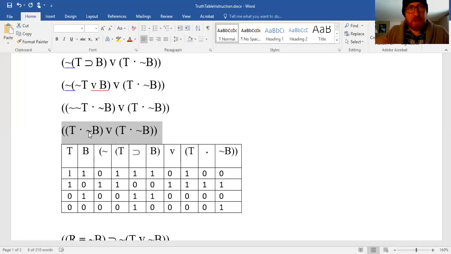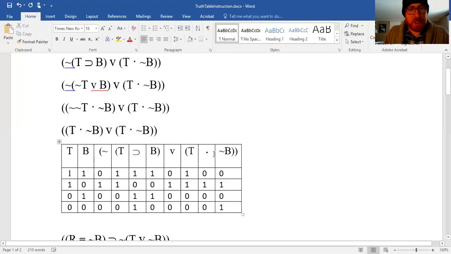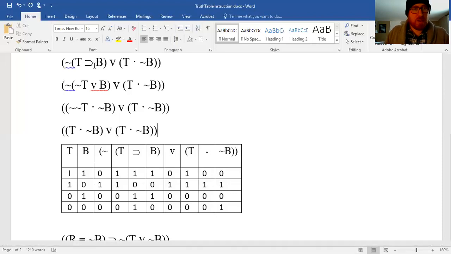Okay, so all of these statements are logically equivalent then. T and not B is logically equivalent to it's not the case that if T then B, okay? And it's not the case that if T then B, or T and not B, is logically equivalent to T and not B, which is logically equivalent to it's not the case that if T then B, okay?